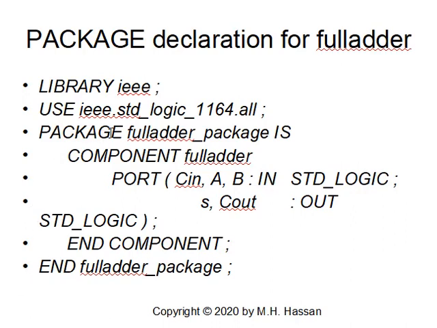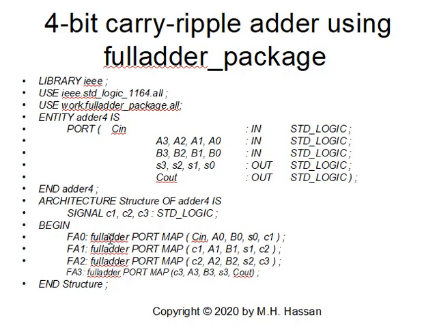Library IEEE, use IEEE standard logic 1164.all. The package full adder underscore package is component full adder. Again, those names came from the entity name, standard logic in component in full adder package. Compile it, super easy. I can use it. I can call it anytime through the work library. So I will say library IEEE, use IEEE standard logic 1164.all, use work.fulladder underscore package.all.